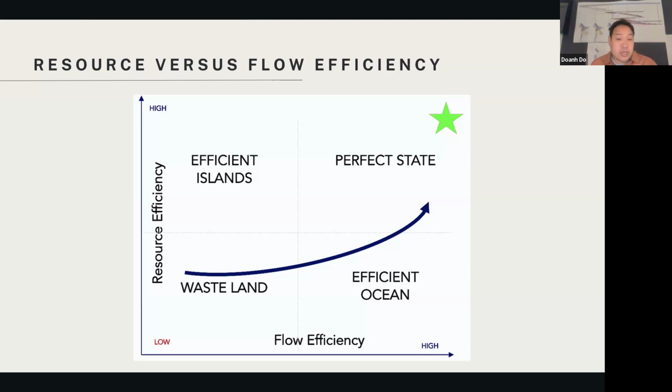So typically when you start a project that's not doing TAKT or lean, right? You're in a bottom left quadrant where you're low flow efficiency and low resource efficiency. Really what we want to do is first have better flow and then have better utilization. So that's kind of the general direction that we're heading towards in improving our work.